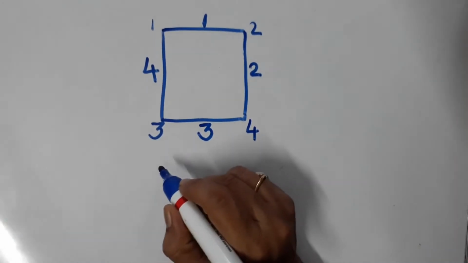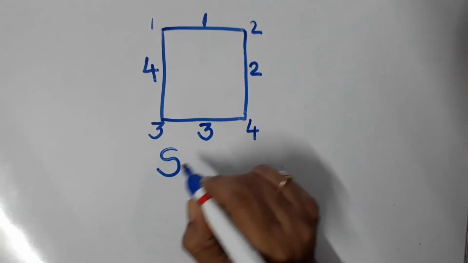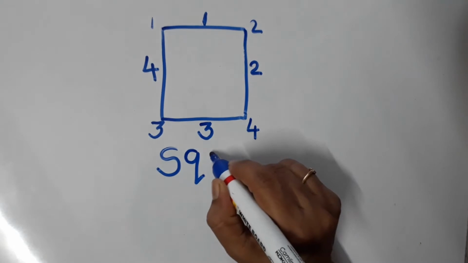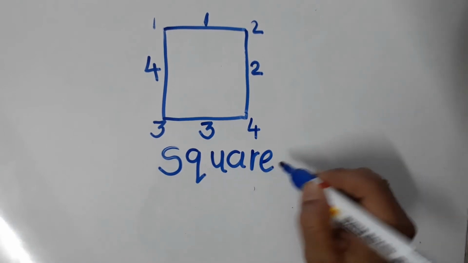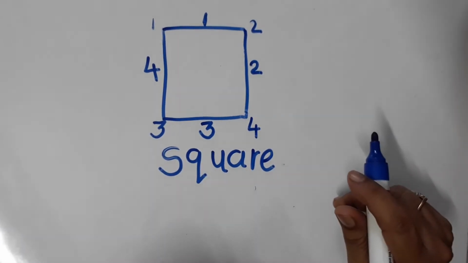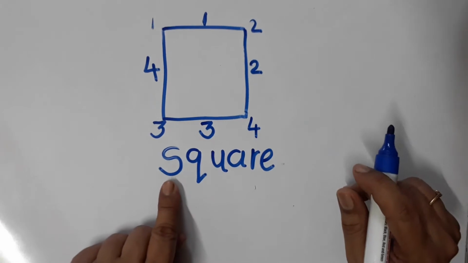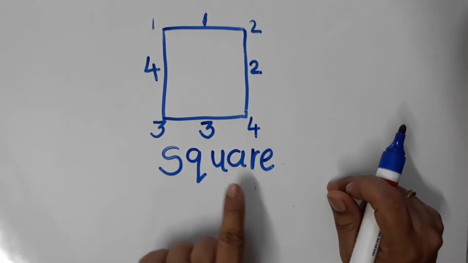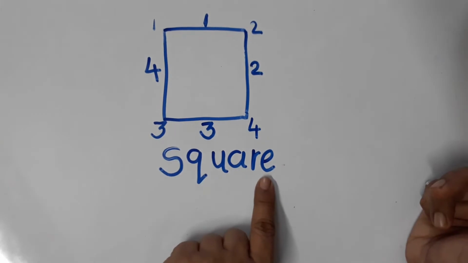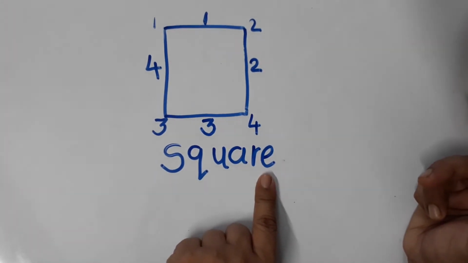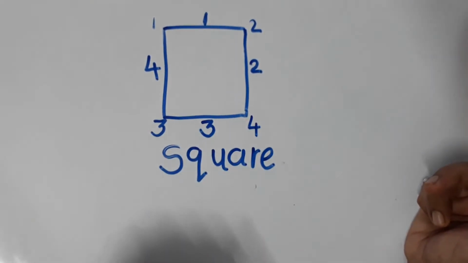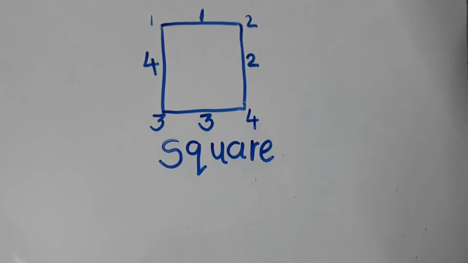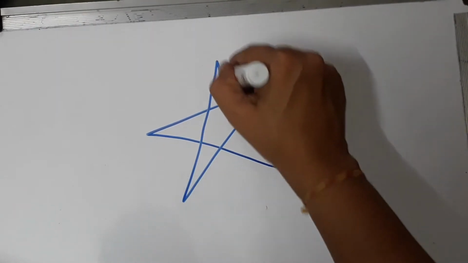What is the spelling of square? S, Q U, A R E. Square. One more time, I repeat the spelling of a square. S Q U A R E. Square. A square has 4 equal corners and 4 equal sides. It is called a square.